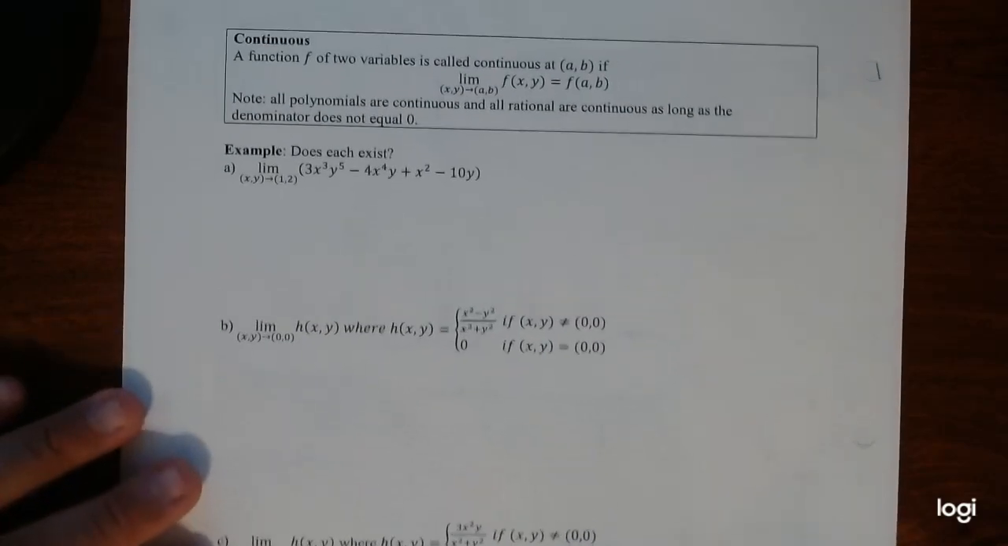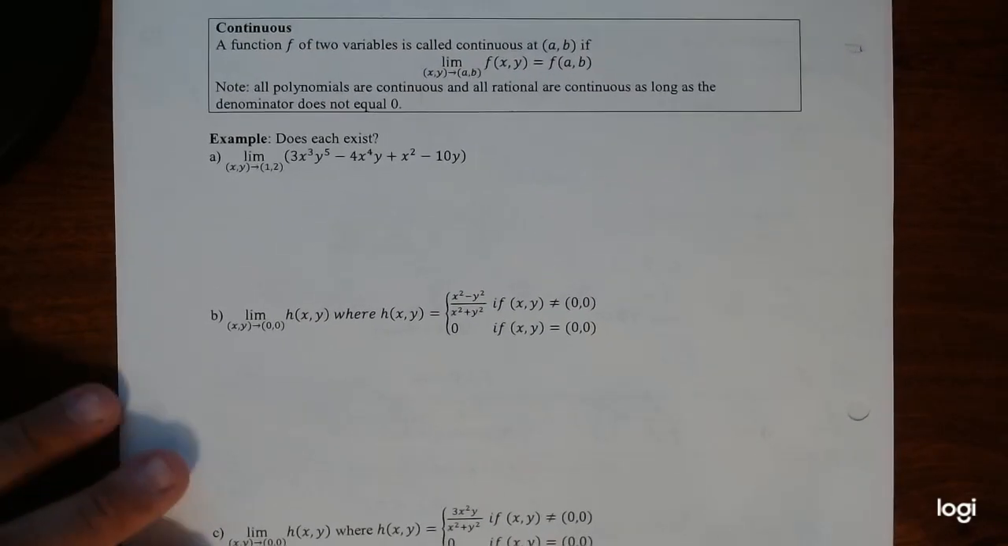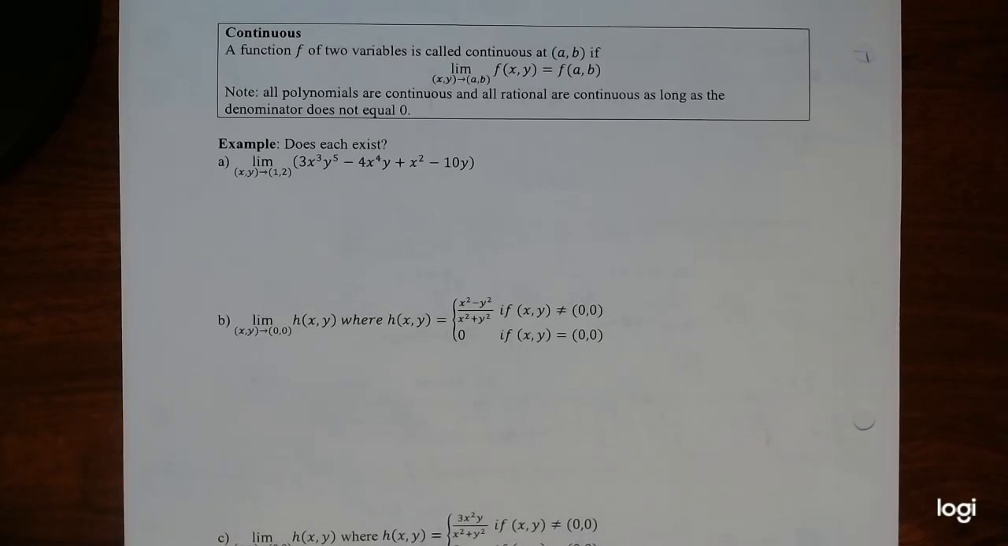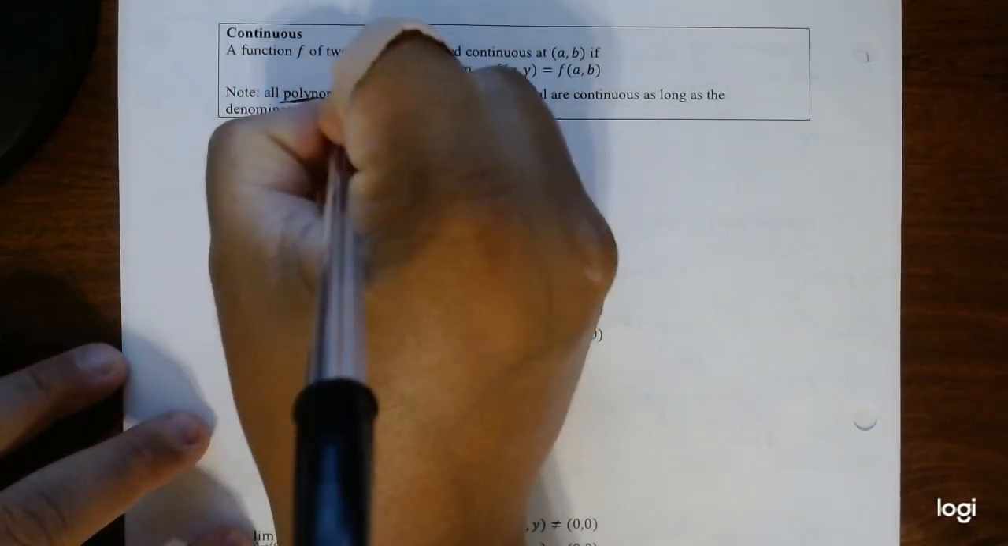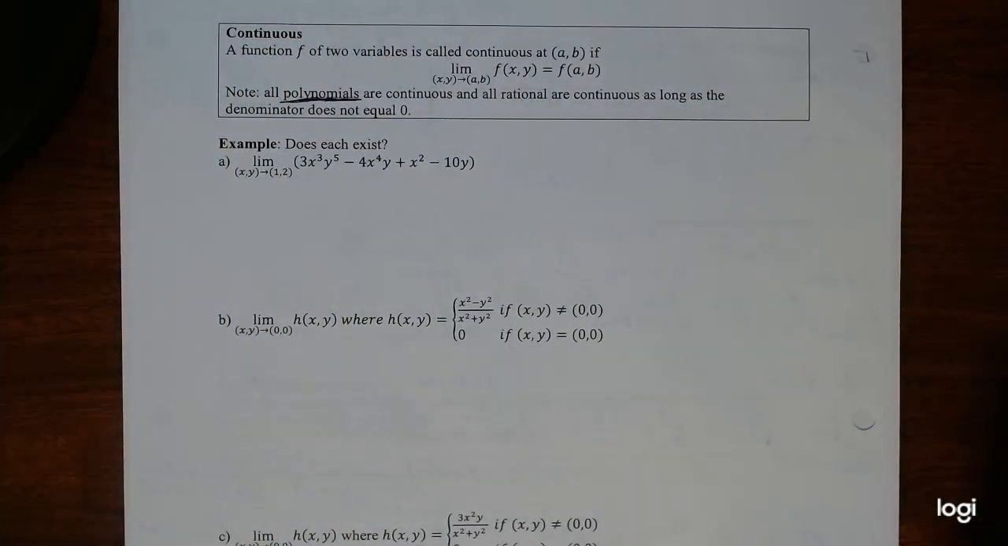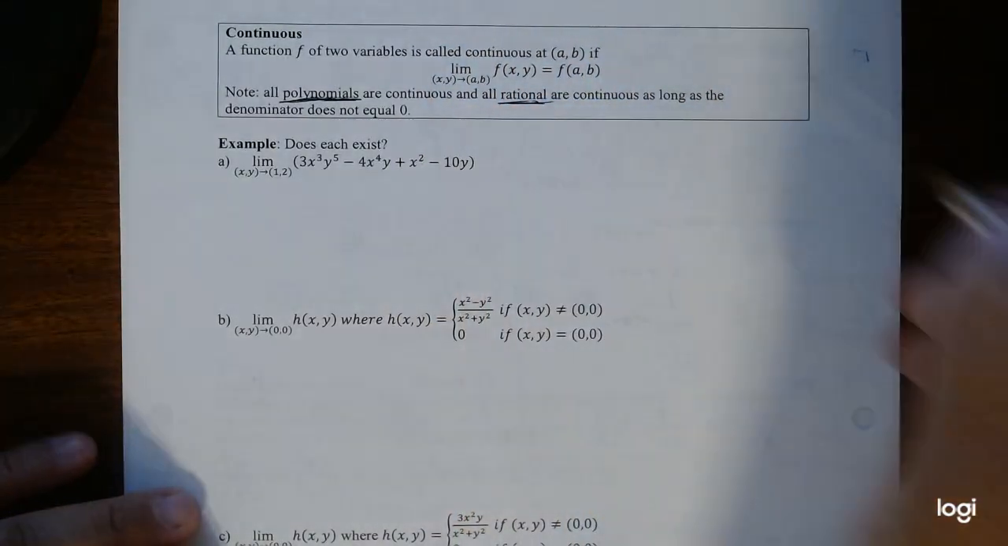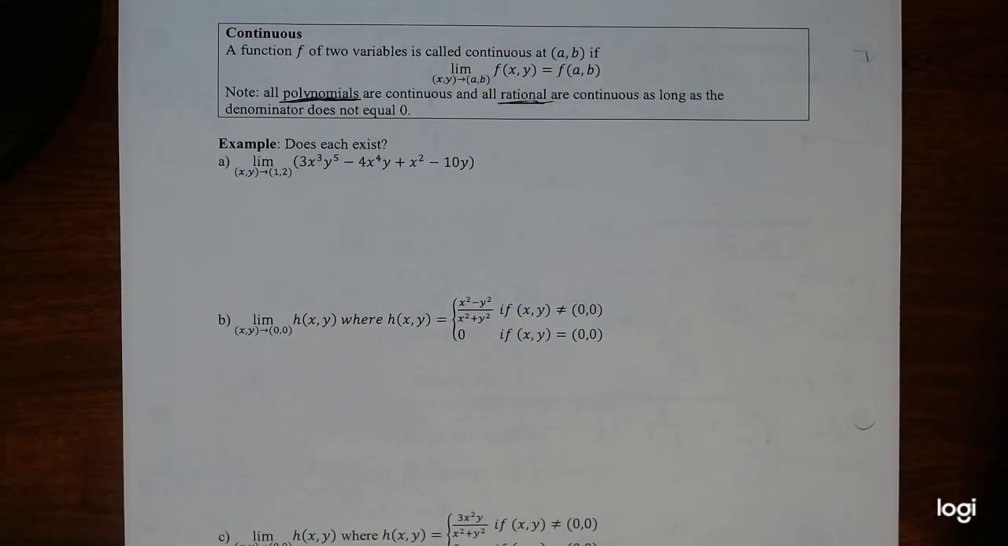And the last part is very straightforward. It's continuity. Everybody loves continuity because this is everybody's favorite. You just plug and chug. So continuous: a function f of two variables is called continuous at a, b if the limit of the function is the same as if you just plug in the values of a and b into the function. Now here's a key note. All polynomials, which is mostly done on surfaces, are continuous. And all rational functions are continuous as long as the denominator does not equal 0. Rationals are fractions, right? So all fractions are the same as long as the denominator does not equal 0.